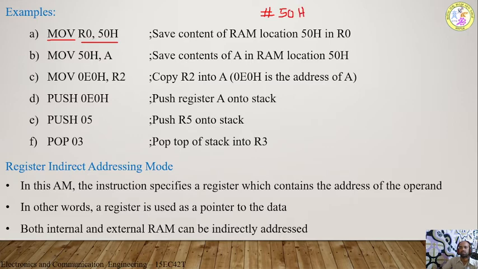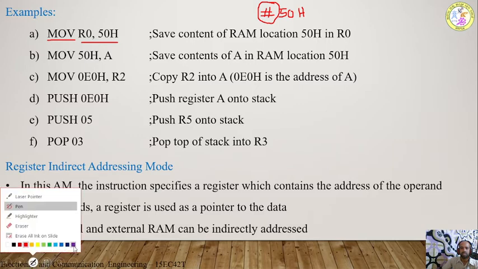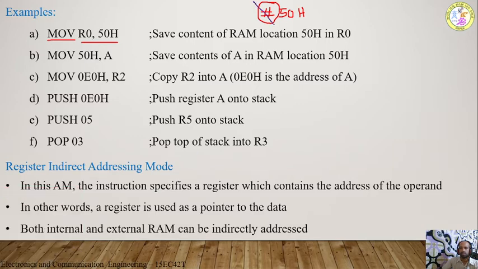Hash 50H, if written, it will consider it as data. If you don't write this hash symbol, then this will be taken as address. If the hash symbol is not written, and there is just 50H, then we must treat it as an address. See, this is the register, whereas this is the address.